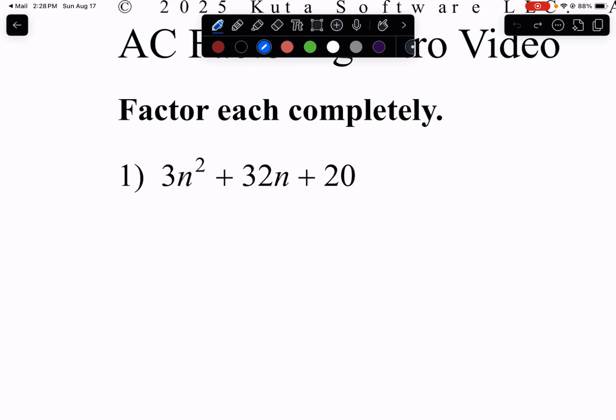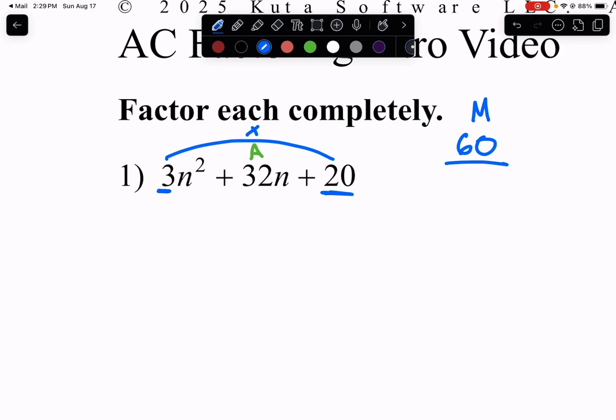So the first thing we're going to do is take this coefficient, the number in front of this guy, and this constant on the end, and we multiply them. So I do 3 times 20, and that gives me 60. So this 60 is the number that I want to multiply to, and this number in the middle is the number that I want to add to.